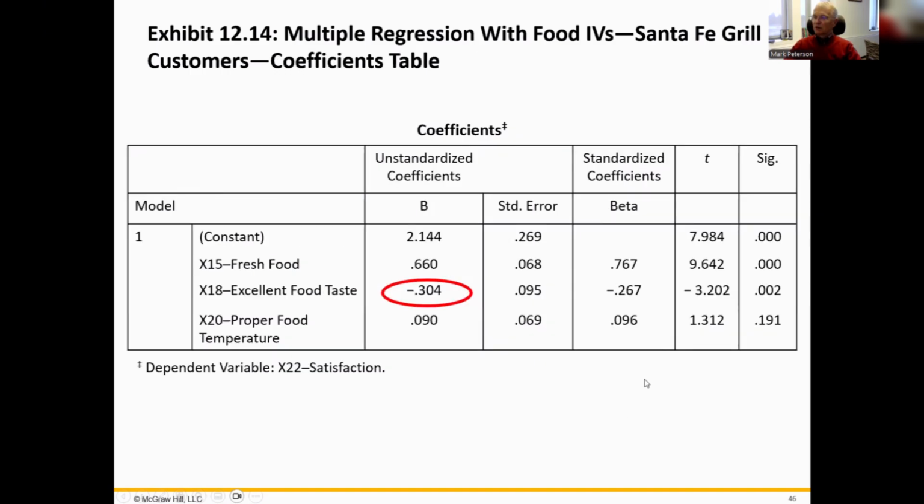And then we look at our coefficients. Fresh food has a positive relationship with satisfaction. Excellent food taste, a negative. What? What is this? And then proper food temperature, that's positive, but it's not significant. So we have to think about this logically. The worse the food tastes, the more satisfied you are. This just does not ring true, doesn't make sense.